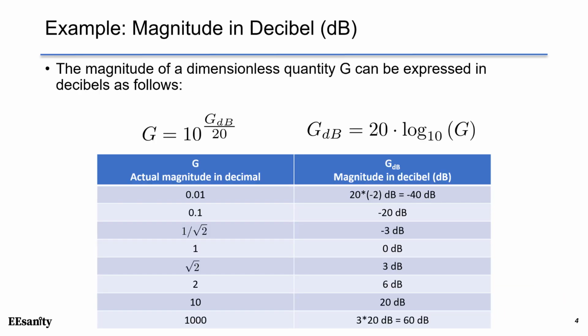Here are a few examples of magnitude in dB. In the left column, we have actual magnitude in decimal. On the right column, we have magnitude in dB. So this is a one-to-one conversion. For example, if you have 1 in decimal, that equals 0 dB. 0.01 in decimal equals minus 40 dB. Square root of 2 equals about 3 dB. 1000 equals 60 dB. Please try to memorize this table.